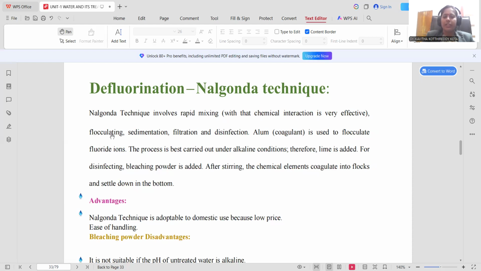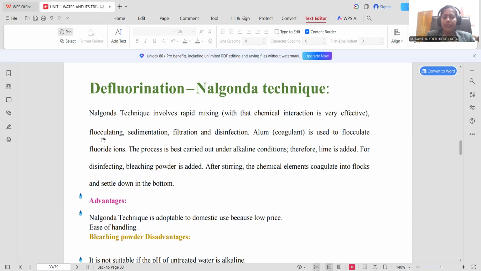Whenever flocculation and coagulation take place, the material is further sedimented, meaning precipitation takes place, and it can simply be filtered, and disinfection is also carried out. These are the very important steps in defluorination by the Nalgonda technique. Alums are especially used for the flocculation process. Flocculation means coagulation. Whatever tiny solid impurities are present, whenever alums are added, they all aggregate, the size of the particles increases, and they simply get precipitated at the bottom. This is the way alum efficiently works for the removal of fluoride from water.